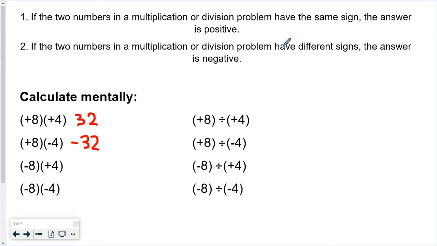Next one, I have a negative 8 and a positive 4. Well, again, both numbers have different signs. That means then my answer needs to be a negative number. And I already know that 8 times 4 is 32, so I'm going to write this as a negative 32.